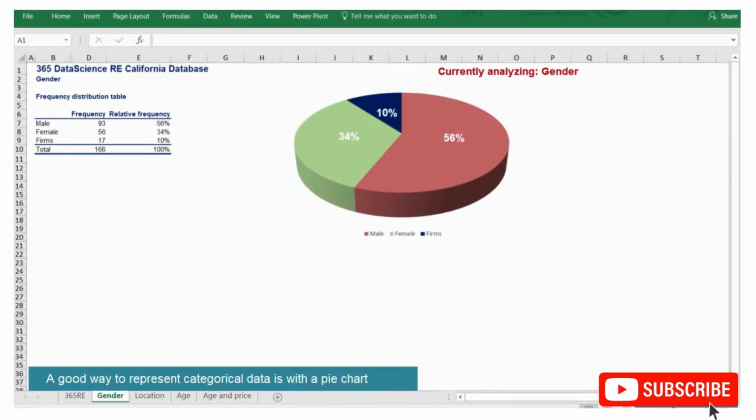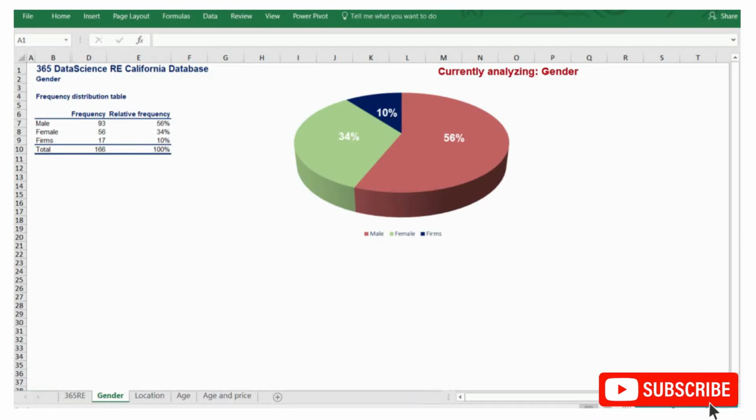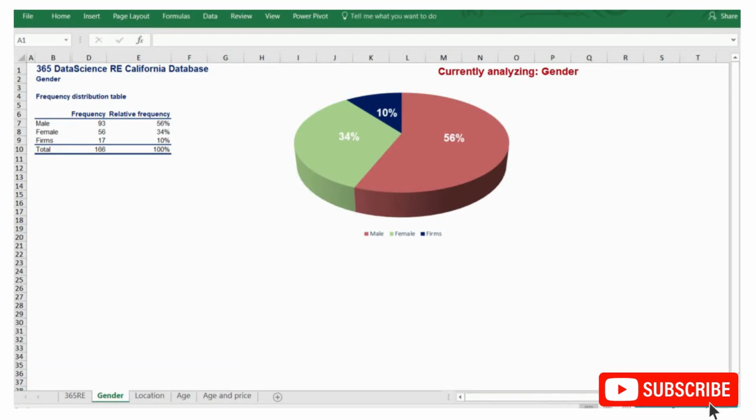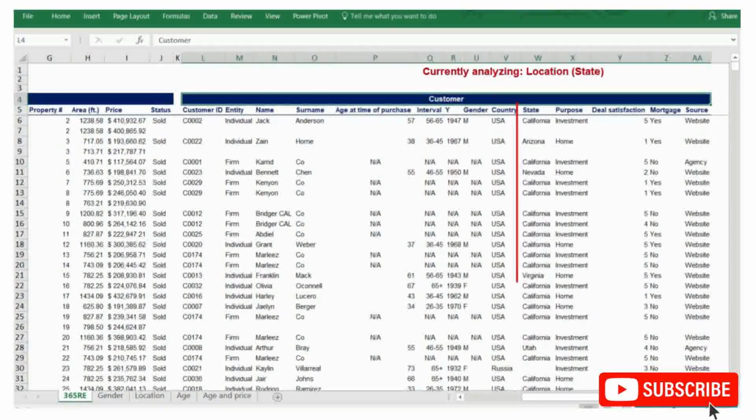Okay, we can clearly see most clients are male. However, this information is biased, as the customers in this database are the people who signed the contract. It is likely a family bought the apartment, but our data shows us only the person who signed the contract. Such variables are interesting to see, but it is not a good idea to include them in the data-driven decisions we make. Okay, let's carry on with location.